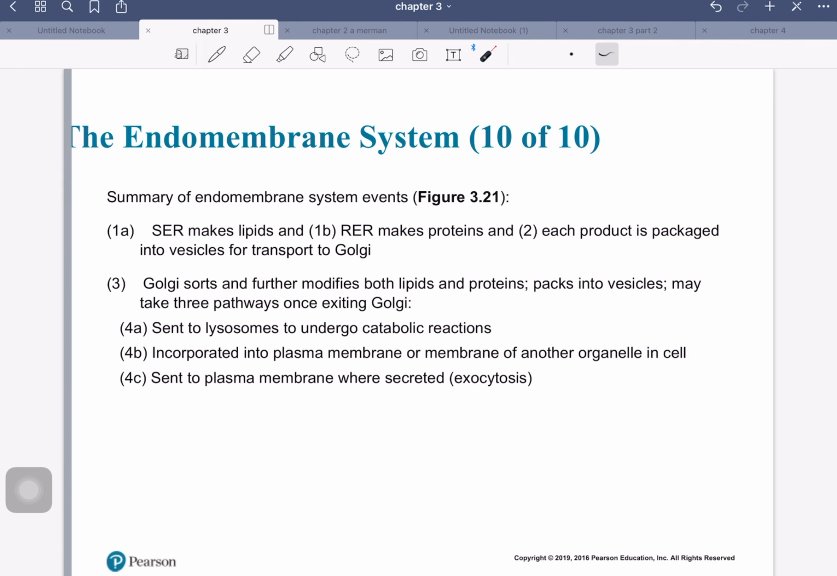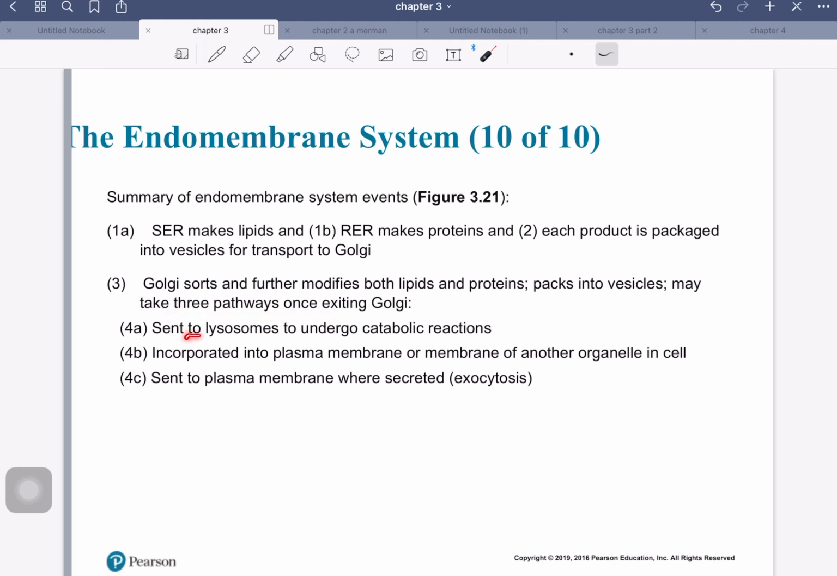So, just to remind ourselves, with this whole endomembrane system, you can walk your way through here. Smooth ER makes lipids, rough ER makes proteins, and each product is packaged in vesicles to be transported to the Golgi. What does the Golgi do? Sorts it out, further modifies both lipids and proteins. It packages, and there are three possible pathways for things once it leaves.